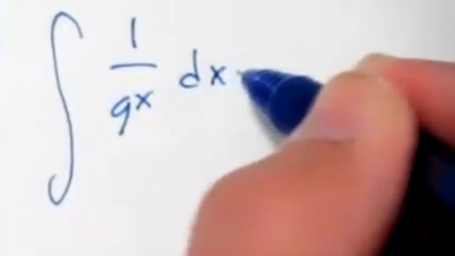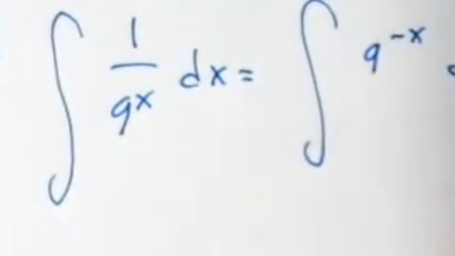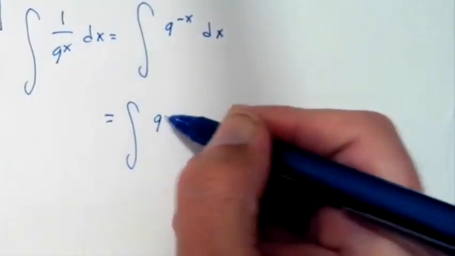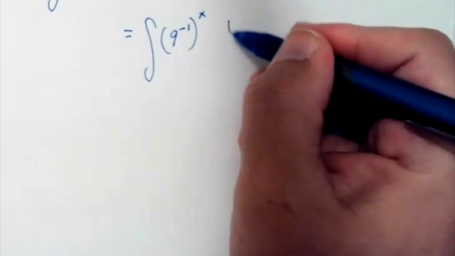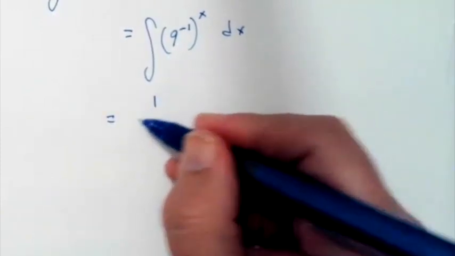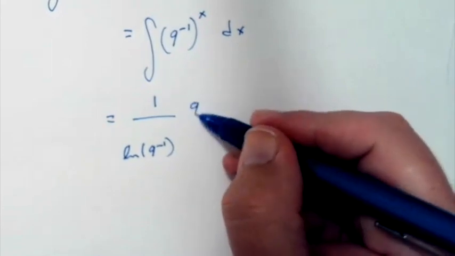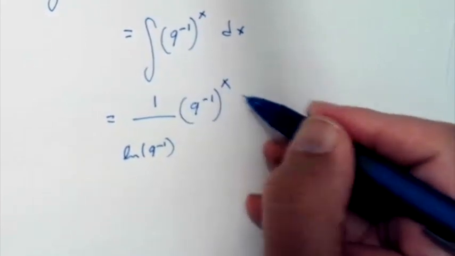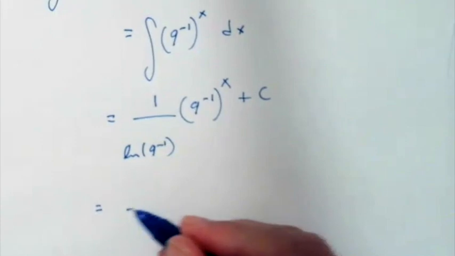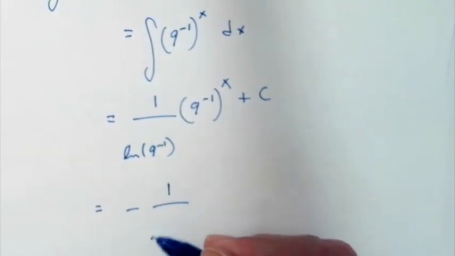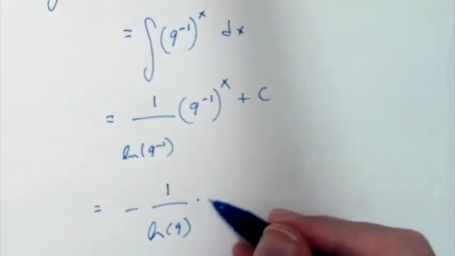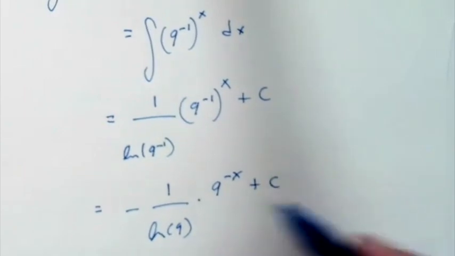Here's a similar way to do this problem using algebra. You might recognize that 1 over 9 to the x is the same thing as 9 raised to the negative x, using properties of negative exponents. Then this becomes 9 to the negative 1, raised to the x. This is 1 over natural log of 9 to the negative 1, times 9 to the negative 1 raised to the x plus c, using a rule of natural logs. This becomes negative 1 over natural log of 9 times 9 raised to the negative x plus c.